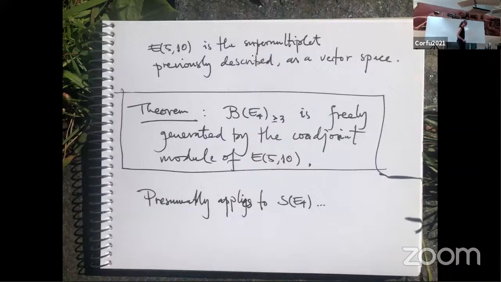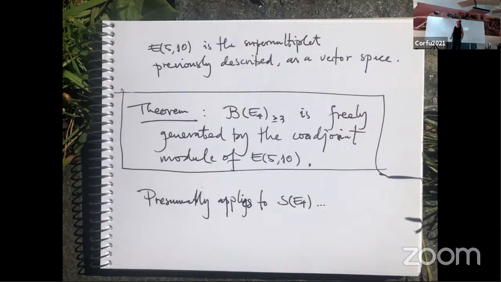The funny thing here is that I get an immediate theorem which relates this superalgebra to this superalgebra, because I said above level 3 it's freely generated by these things. So above level 3 the Borcherds superalgebra is freely generated by the co-adjoint module of E5,10. That's an interesting statement, I think, which is a bit surprising to me, but seems to be true.